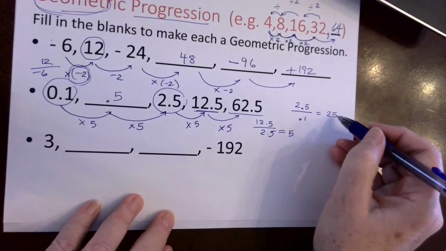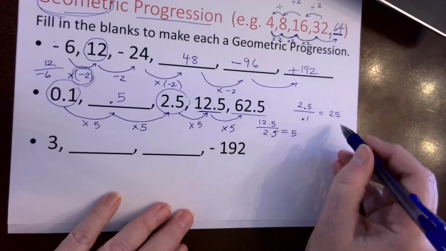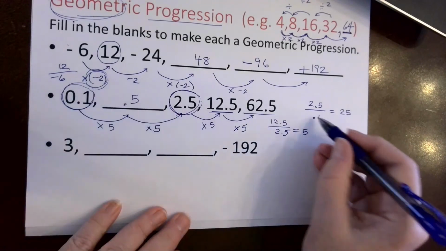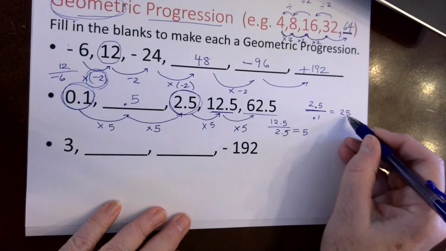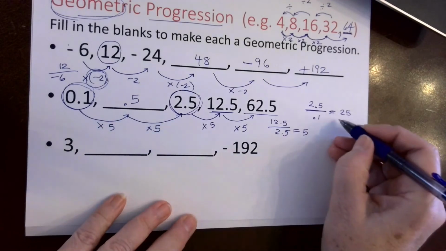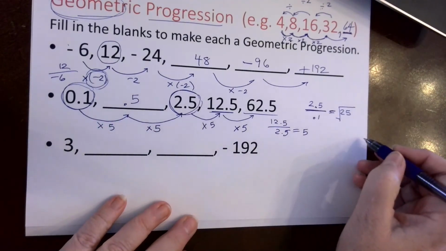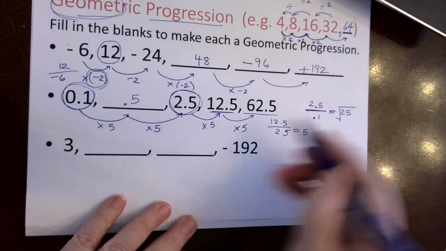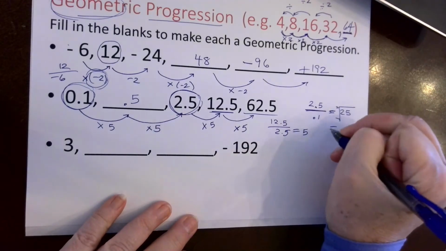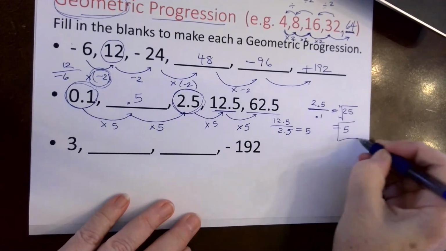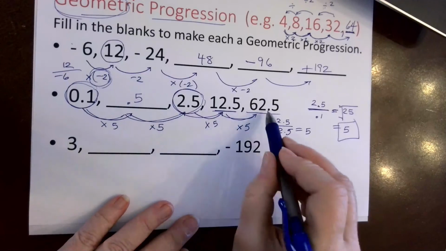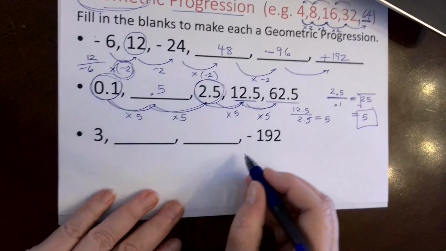Let's go back to this question that I didn't answer for you. If we divide 2.5 divided by 0.1, we get a number. And then how do we figure out that 5 was the jump? We square root. There was 2 jumps. That means square root. The square root of 25 is 5. 5 is the jump every time. The numbers are getting bigger, so we're multiplying by 5.